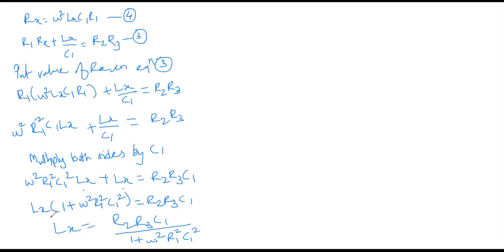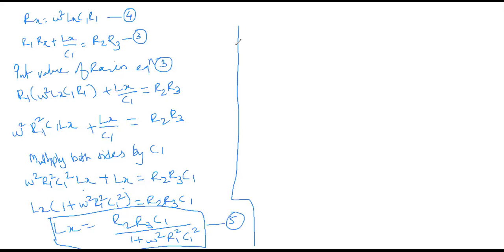Okay, so this is our final equation for Lx. You can mark it as equation number 5. Then, again, what we have is the equation for Lx, and you can find Rx by placing the value of Lx in equation 4. Here we get the unknown resistance.